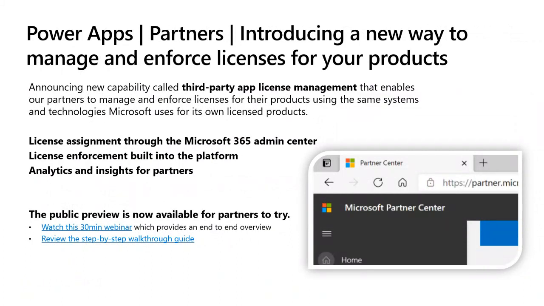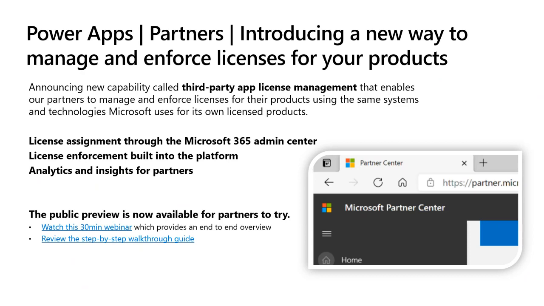All right, next up is introducing a new way to manage and enforce licensing for partners. We're pleased to announce the public preview of a new capability called third-party app license management. This enables our partners to manage and enforce licenses for their products using the same systems and technologies that Microsoft uses. License assignment is through the Microsoft 365 Admin Center. So admins can enable and assign licenses for partner products within the Microsoft 365 Admin Center.